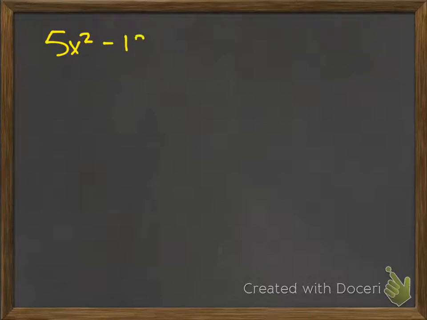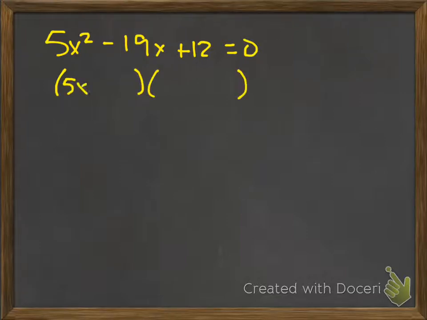So here I have 5x squared minus 19x plus 12, and it should be set equal to 0. Okay, again, parentheses. I'm going to put 5x, 5x. So I'm going to put 5 in both parentheses and split the x up.